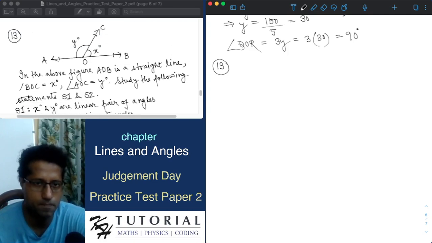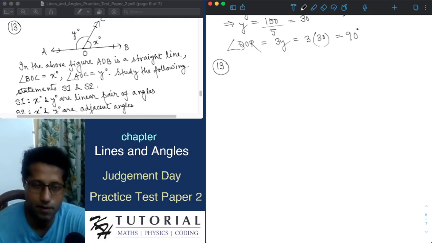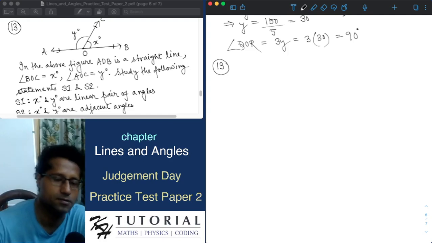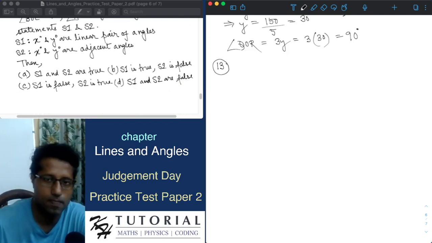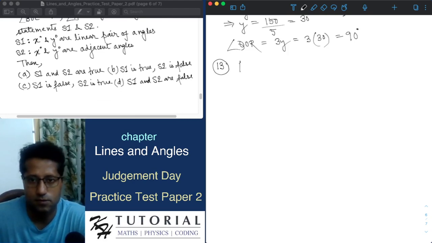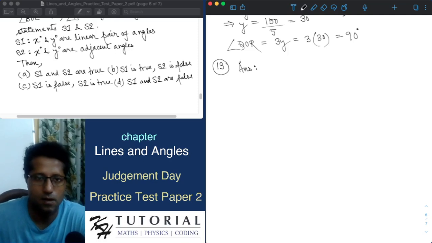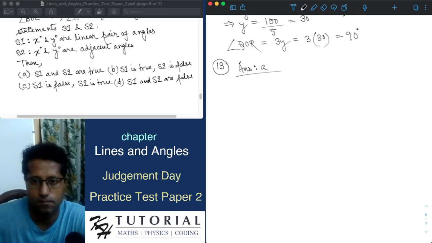Of course they are, because the ray OC is standing on the line AB at the point O, which is making the angles y and x. So definitely y and x are a linear pair of angles, and a linear pair of angles are, of course, adjacent angles. So both S1 and S2 are true. So the answer is both are true, choice A.